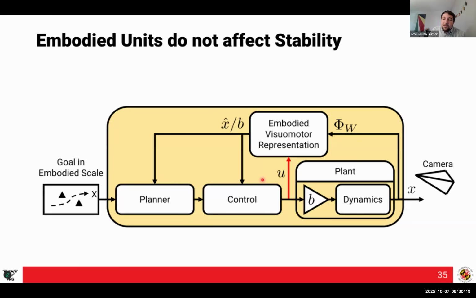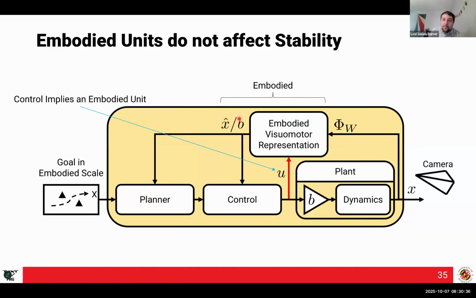So here we show a sense-plan-act diagram, but we've changed it. We've added this internal feedback from the control system to the embodied representation. And this is going to allow us to imply the state estimate in the embodied unit mentioned before. And then the planning system will run in the embodied units. And of course, the control system can run in the embodied units. There's been no conversion yet. And finally, this is the most important part.